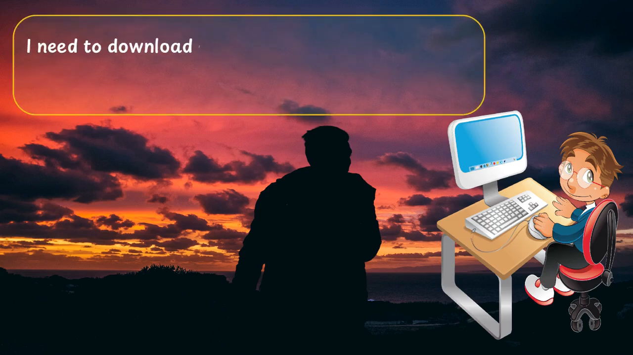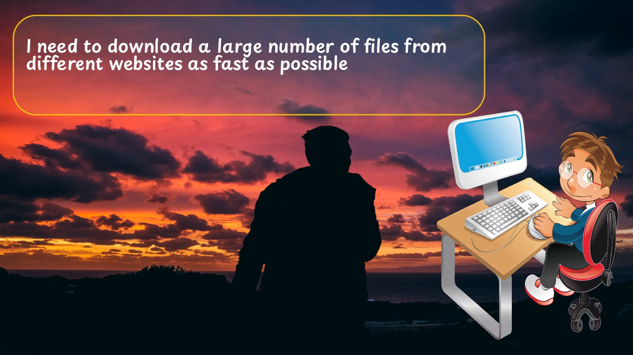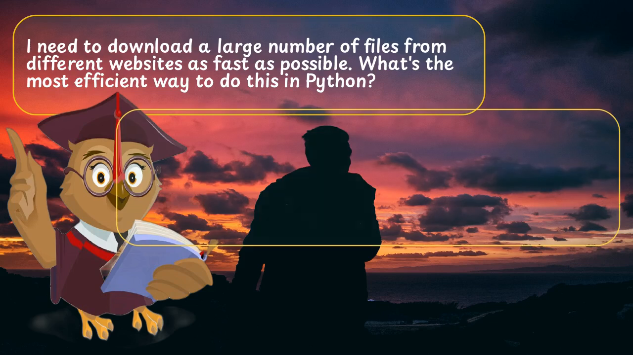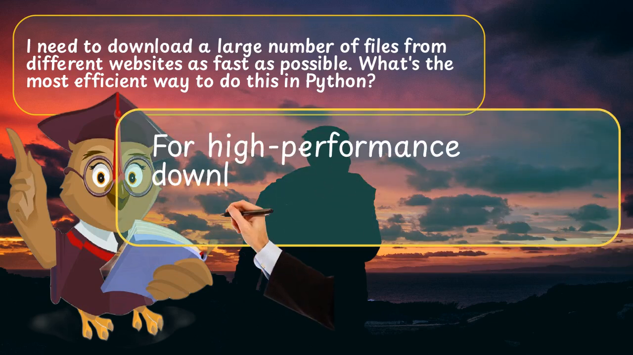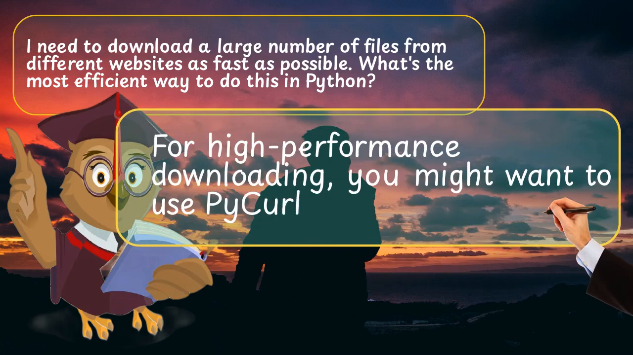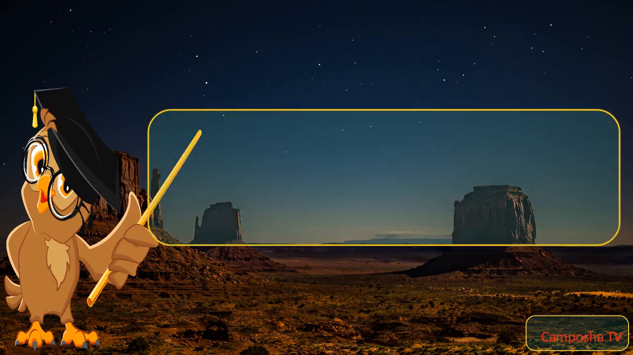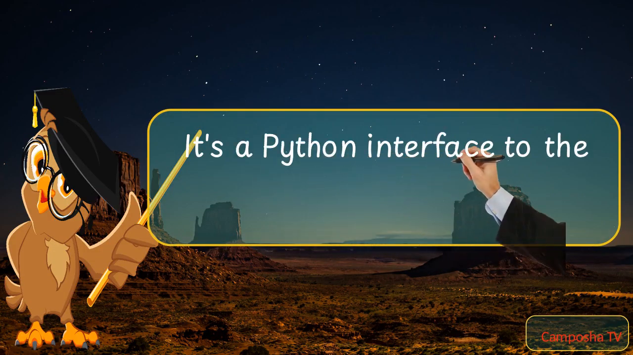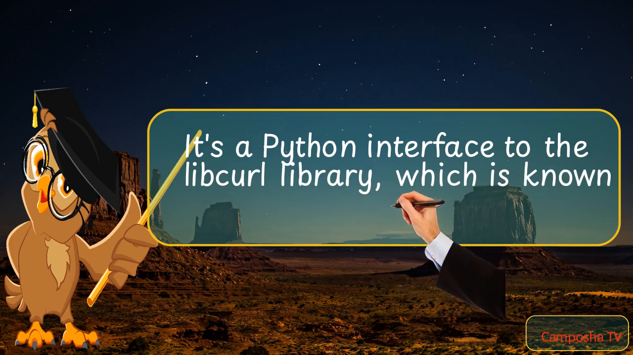I need to download a large number of files from different websites as fast as possible. What's the most efficient way to do this in Python? For high-performance downloading, you might want to use PyCurl. It's a Python interface to the libcurl library, which is known for its speed and features.